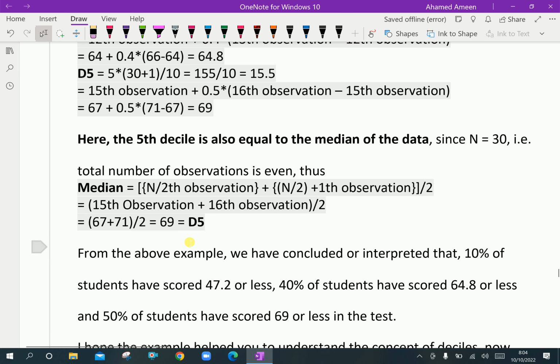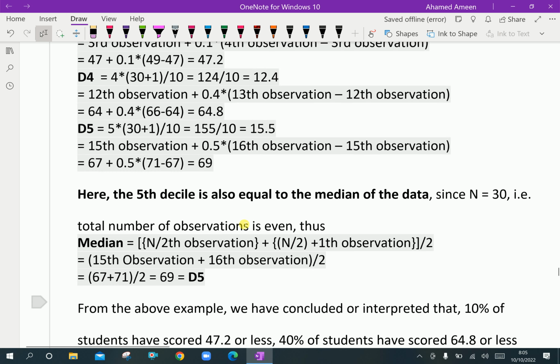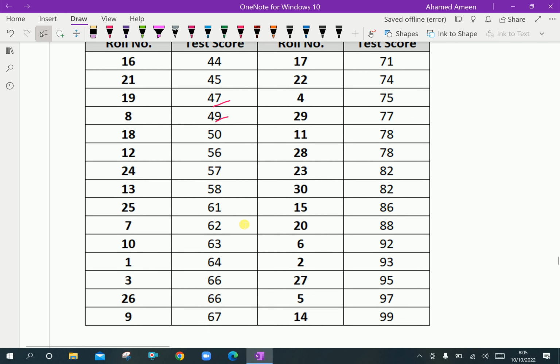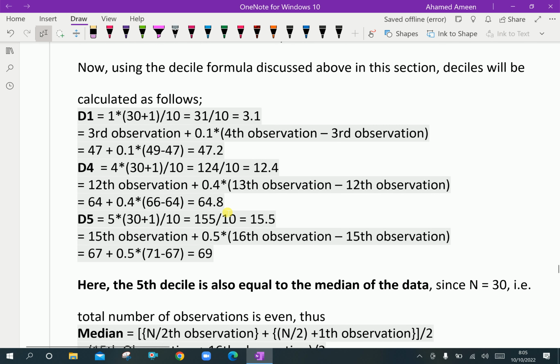This is D5. From the above example, we have interpreted that 10% of students have scored 47.2 or less. That is the first decile.